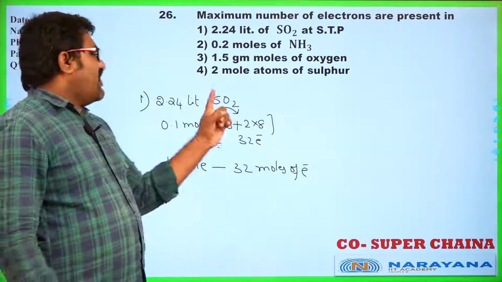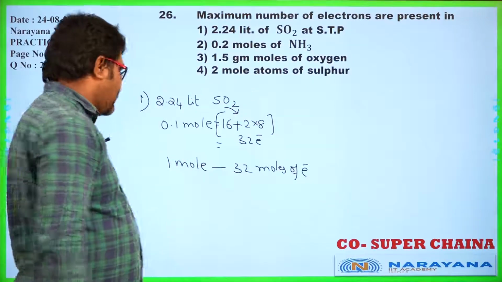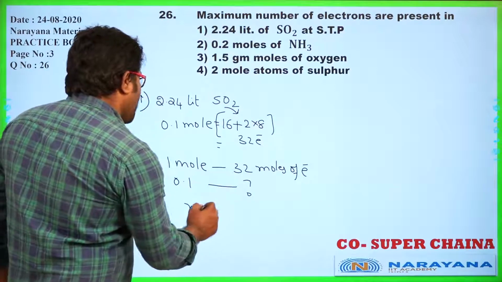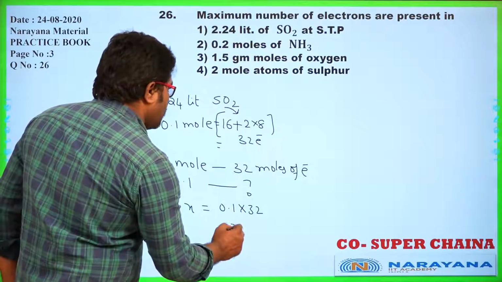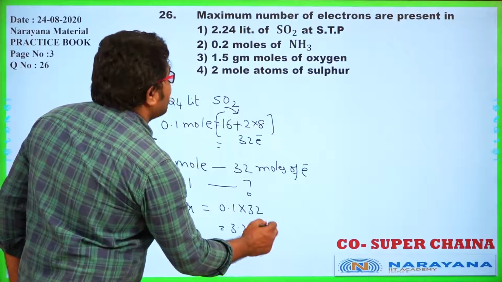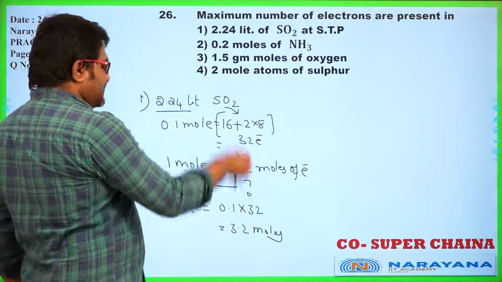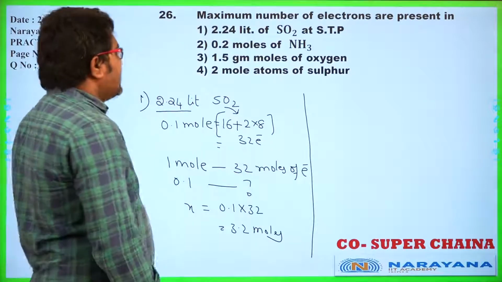As one molecule has 32 electrons, 1 mole has 32 moles of electrons, but you have only 0.1 mole. So how many moles of electrons are there? 32 × 0.1 is equal to 3.2 moles of electrons. Here, in 2.2 liters, this much will be present. Similarly, we can calculate in all those conditions.